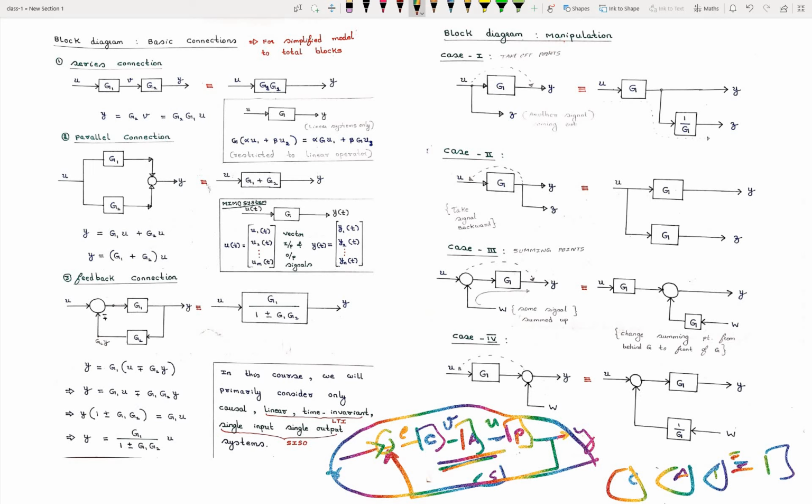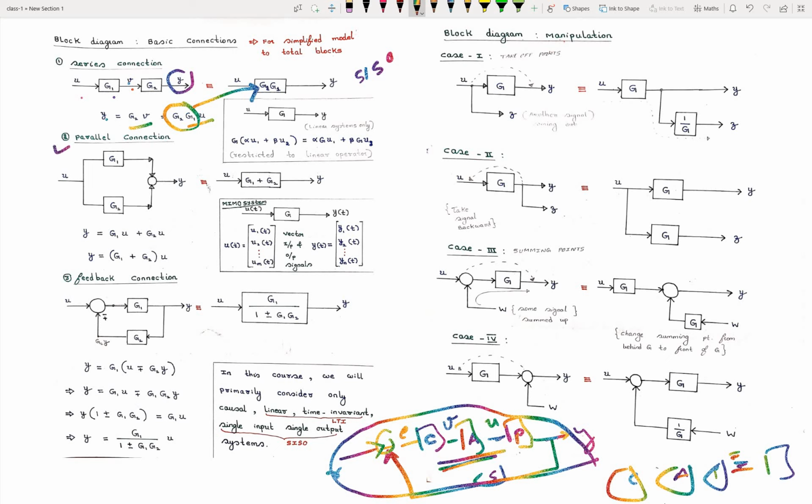If two blocks G1 and G2 are in series connection, or cascade connection, see the mathematical derivation. Output y equals G2 times V, and what is V? G1 times U. So from input to output, the relation is G2 G1. That is what I have written here, G2 G1, a single block. Here there are two blocks, which I represented with a single block. If you talk about a SISO system, single input, single output, you can write either G2 G1 or G1 G2. In a MIMO system, make sure that it is G2 G1.